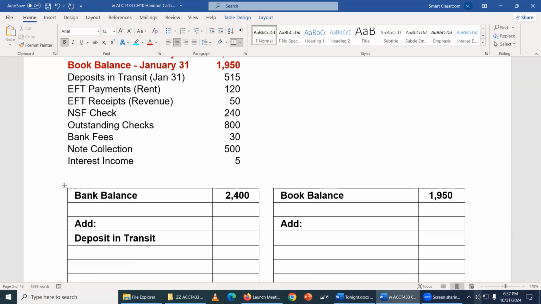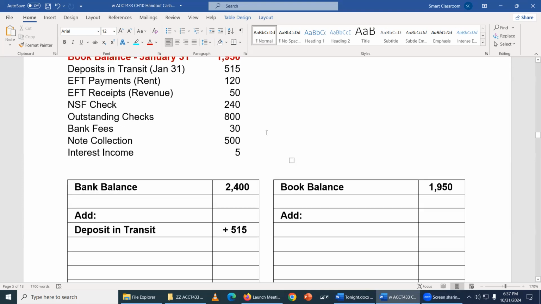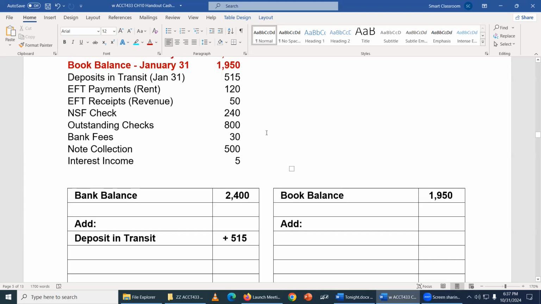And we're going to add it in and say, wait a minute, we made this deposit of 515. And we know we made it on the 31st. The bank just doesn't know or doesn't have it in there. So we are going to correct the bank side.